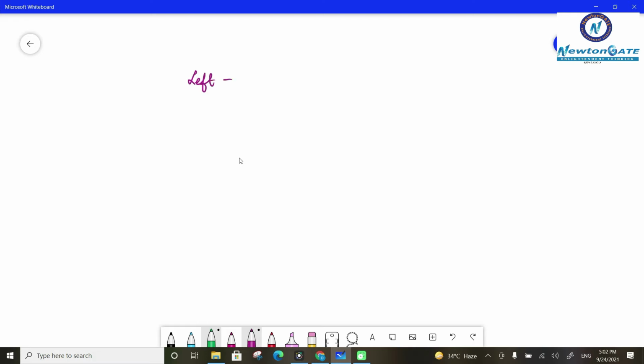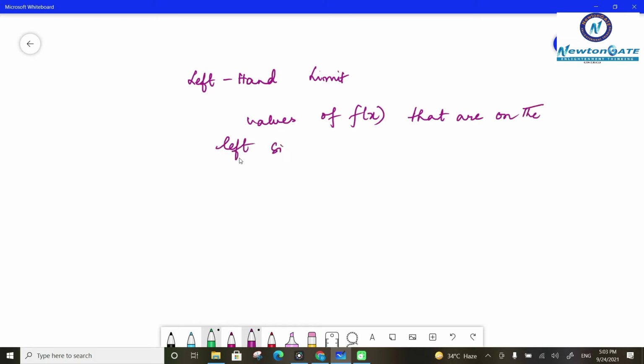So from here we get a very important note that we should learn: for the left hand limit, the values of the function that are on the left hand side, values of f(x) on the left side of the function, are important. And the same goes for the right hand side: for the right hand limit, the right side of the function is important.